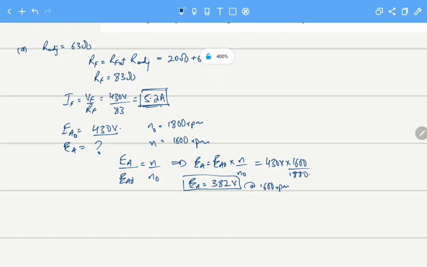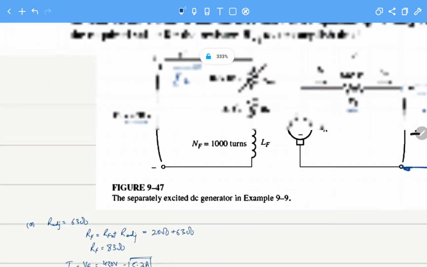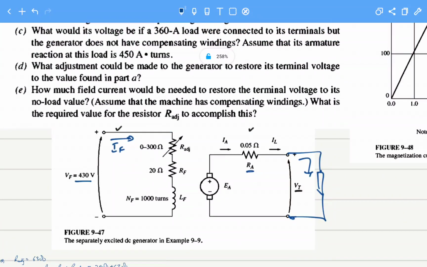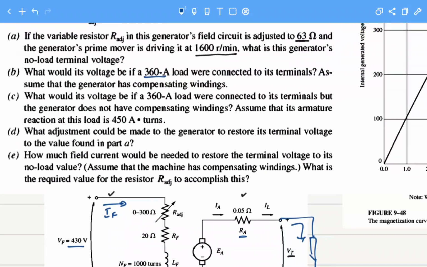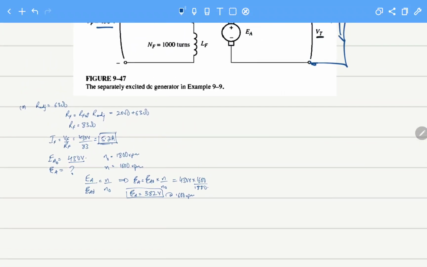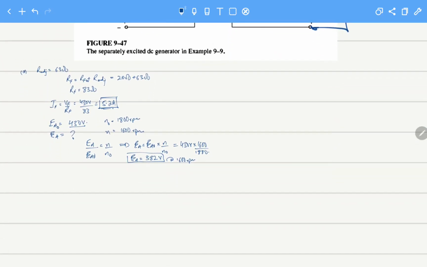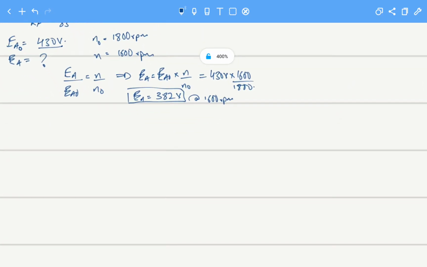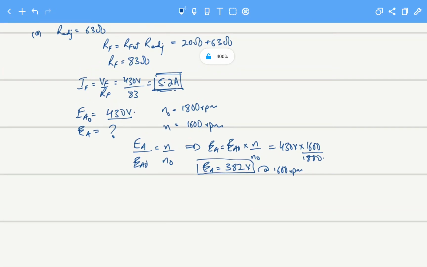So now let's look at the second part of the question. Part B states what would be its voltage if a certain load is connected to our generator and the load is drawing 360 ampere current. So the terminal current, which equals the armature current, is 360 amperes. What will happen to our system? This can be calculated. What will be the terminal voltage?